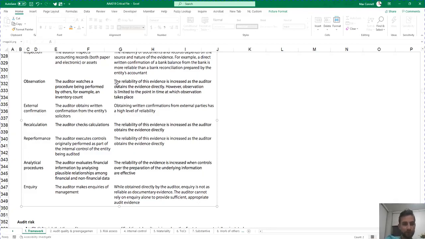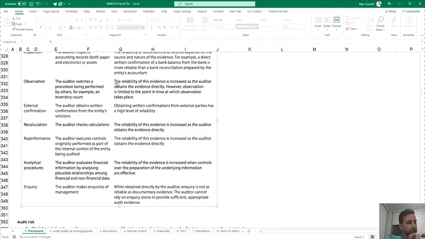Okay, reperformance. So the auditor executes controls originally performed as part of the internal control of the entity being audited. A big part of audits are controls, and we'll talk about that later. We can do substantive analytical procedures or test controls. Analytical procedures might be doing a calculation, as I mentioned before, or it might be testing the controls, because if the controls work, you know that the company has good processes. You know there's less chance of fraud.